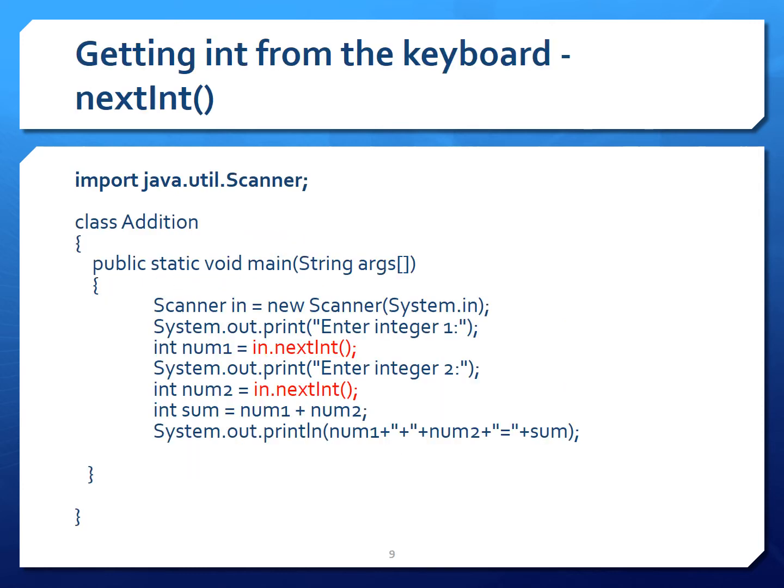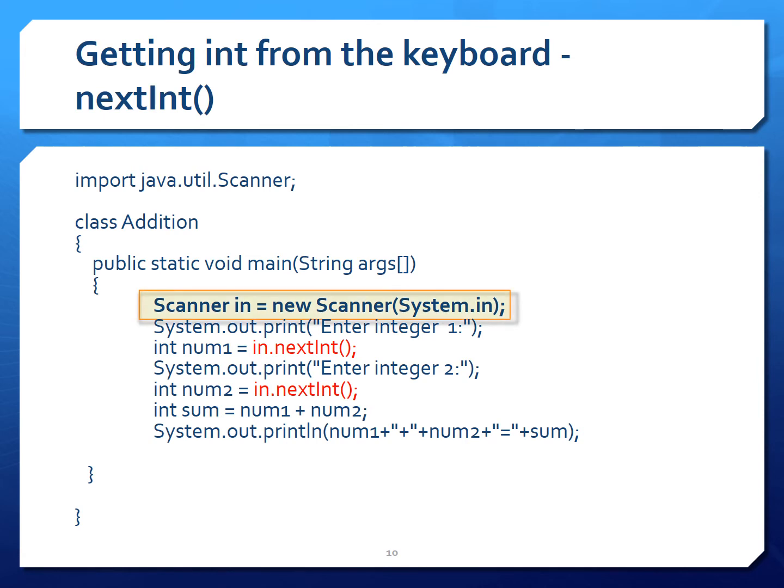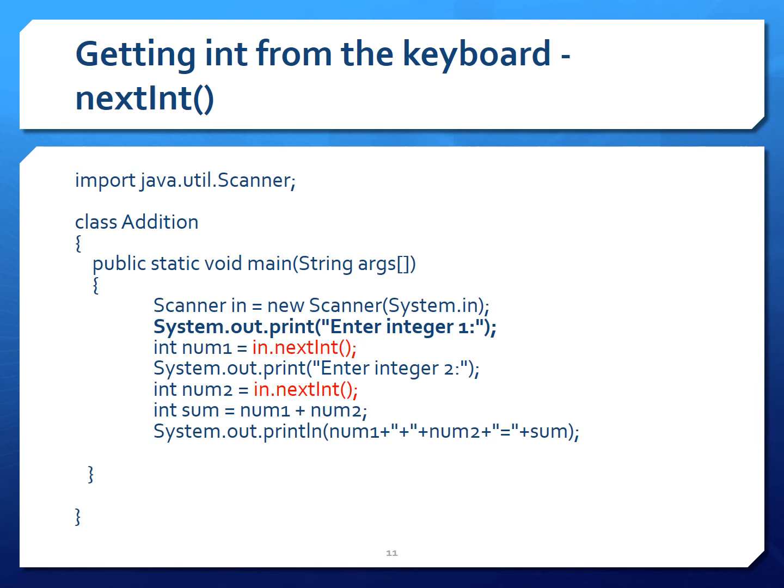To get an integer from the keyboard, first, import the Scanner class from the java.util package. Next, create a Scanner object. We need to associate the object to System.in, the keyboard input. Next, print out a message to prompt the user.